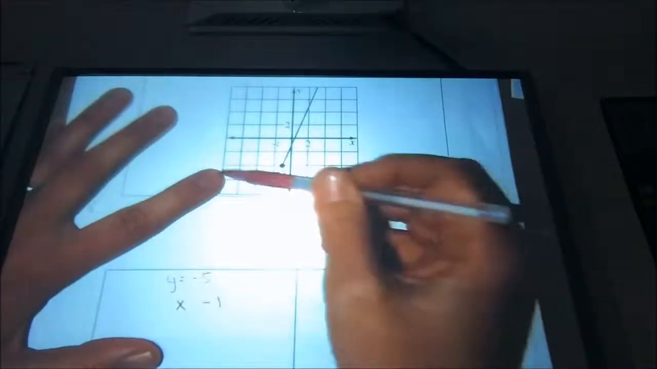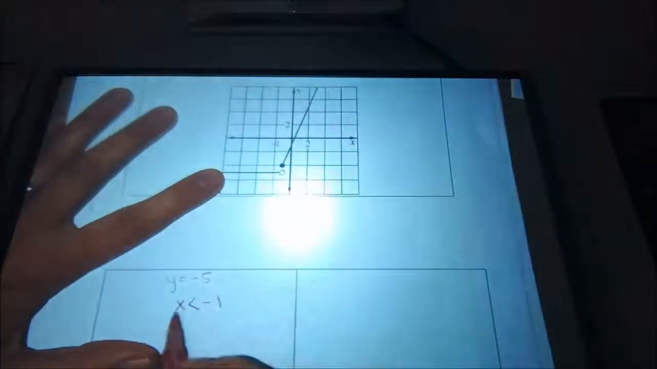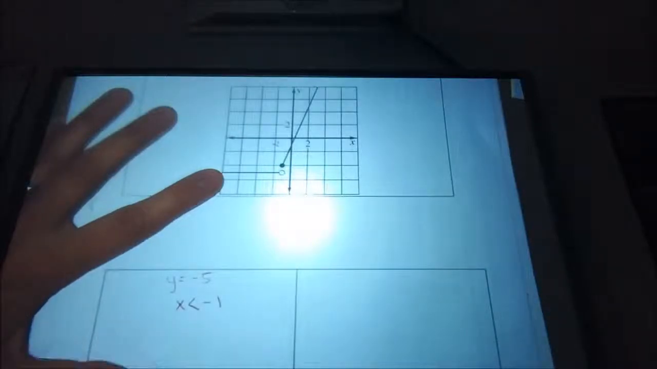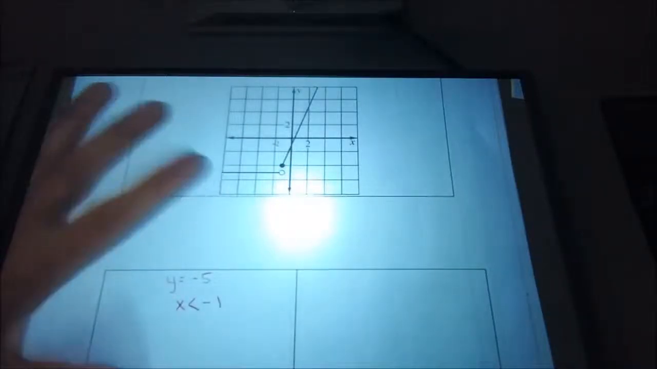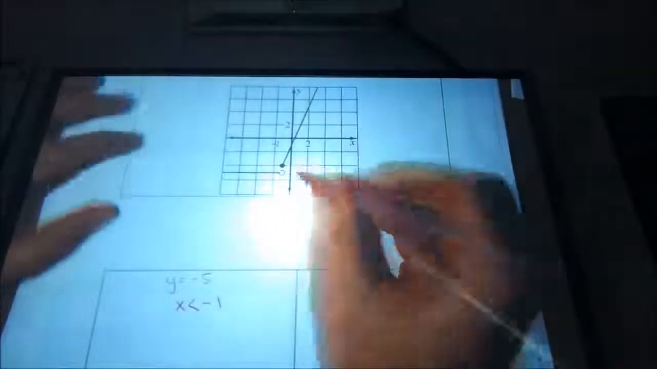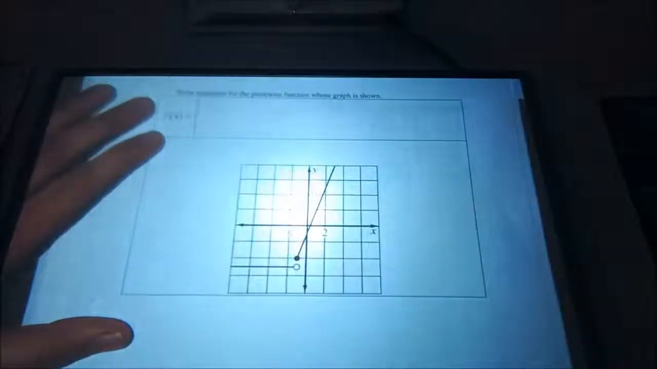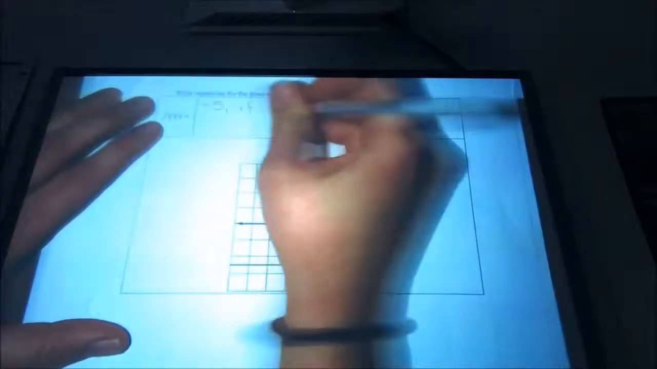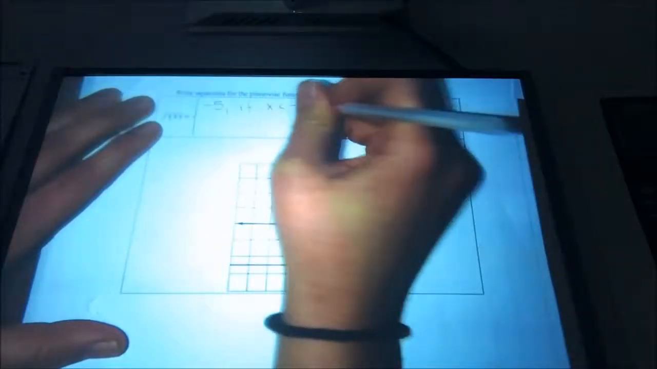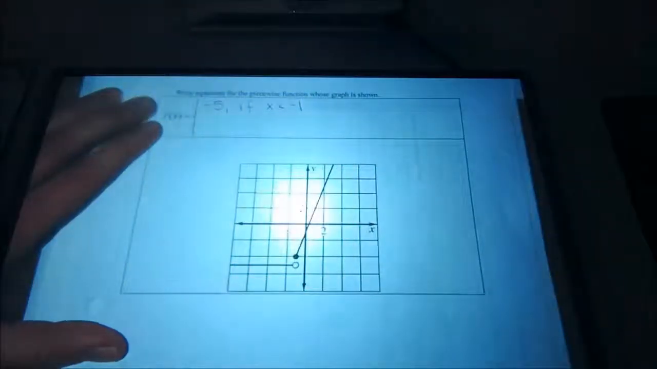Notice that I'm going to the left. Look what that looks like here. See, it's also pointing there. Do I need a line underneath my inequality? No. How do I know? Well, it's an open circle. So let's go ahead and write that piece up here. I wouldn't write y, so I just have -5 if x is less than -1. That's one piece of my function.